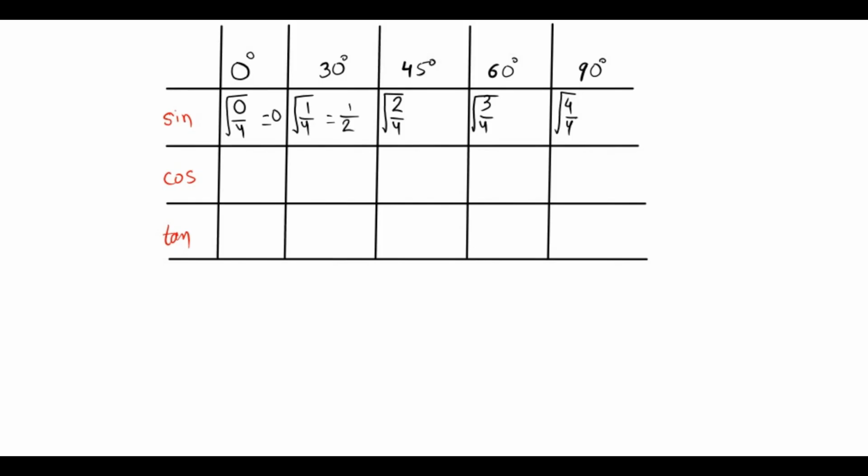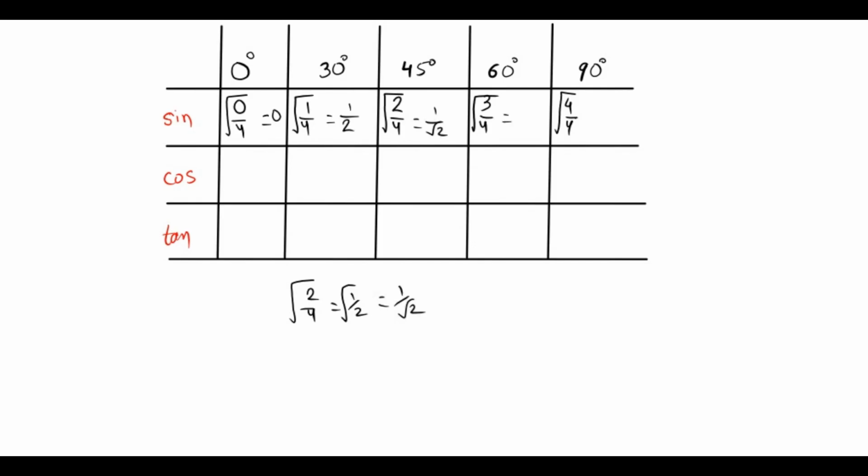For 2 over 4, we know that it can be simplified as 1 over 2. And when you take the square root, square root of 1 is 1 and square root of 2 would be written as root 2. So sine 45 is 1 over root 2.